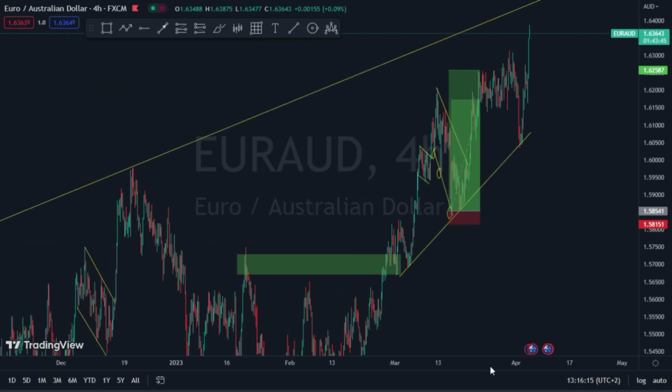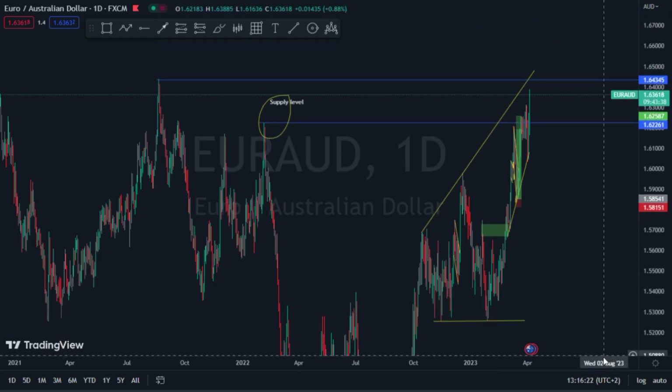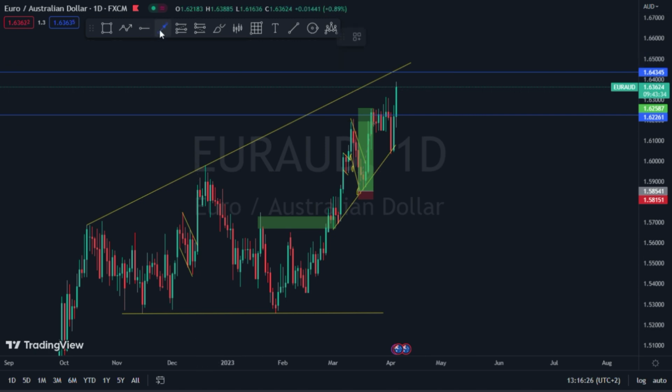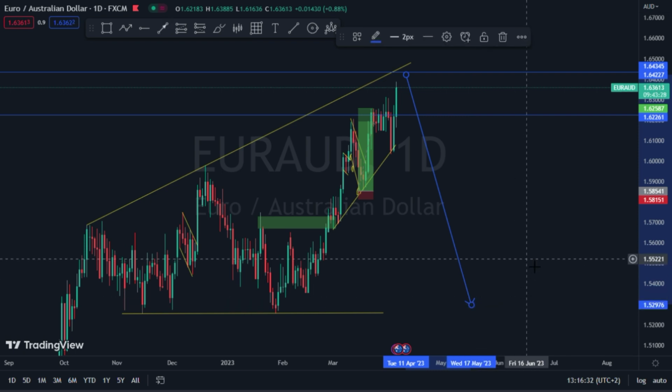So if I can just go back onto the daily, we anticipate the market to give us those confirmations from these levels of value to confirm that the market is about to reverse from these levels to that level right there. So this is what we will be expecting in the next few days.